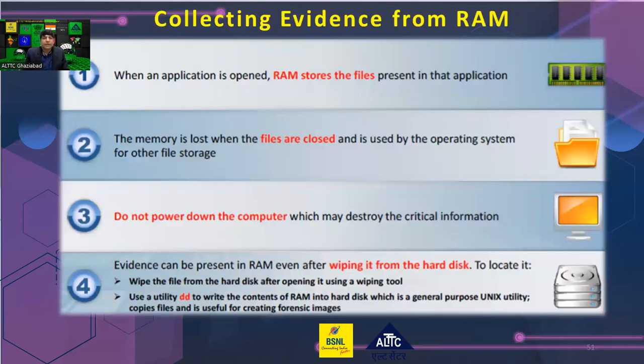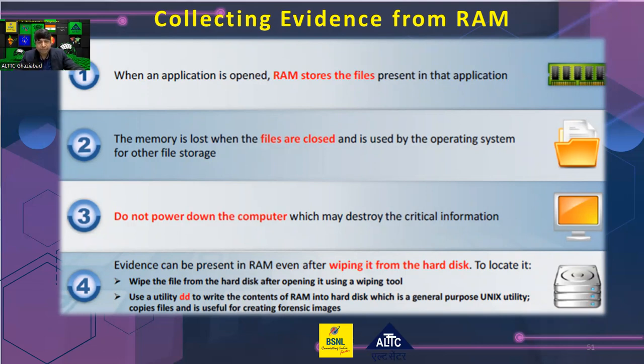Okay. Now, collecting evidence from the RAM. When an application is open, RAM stores the file presently in the application. The memory is lost when files are closed and is used by the operating system for other file storage. Do not power down the computer, which may destroy critical information. Evidence can be present in the RAM even after wiping it from the hard disk.